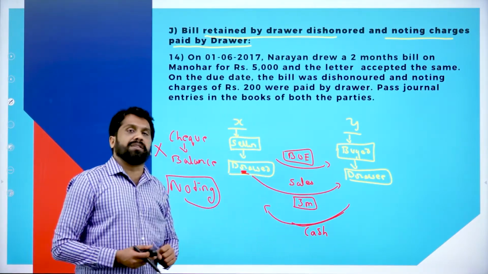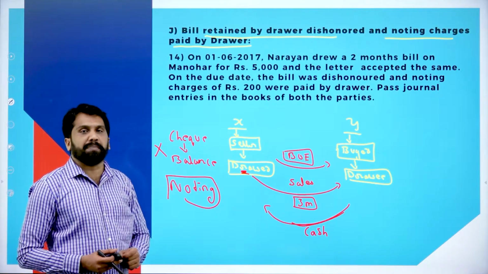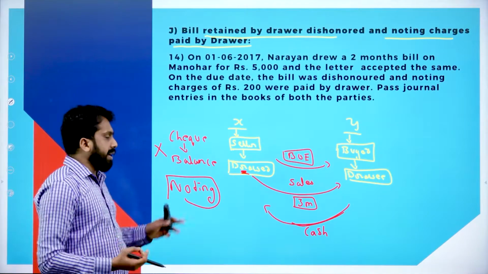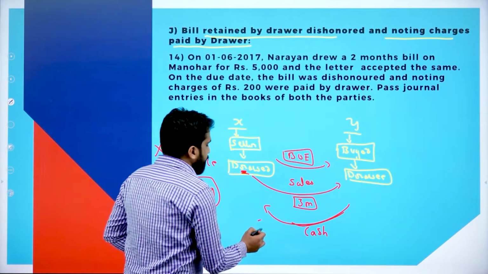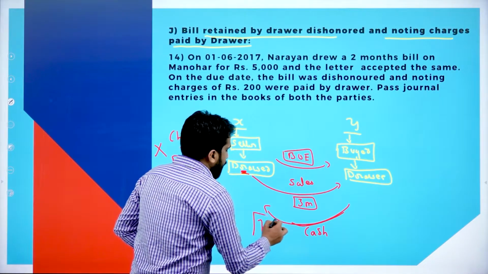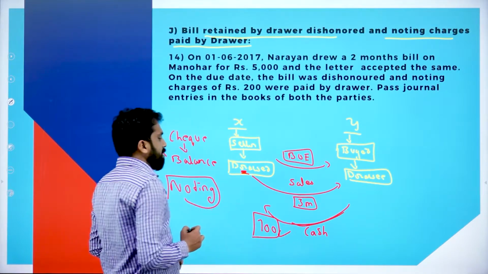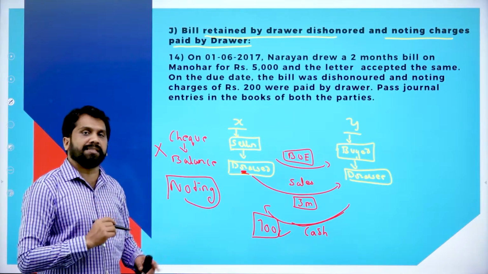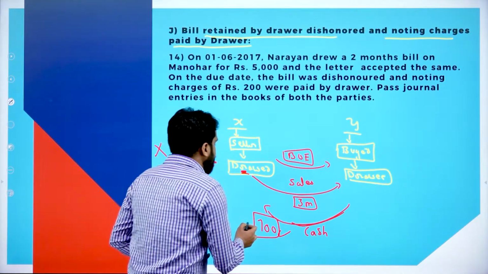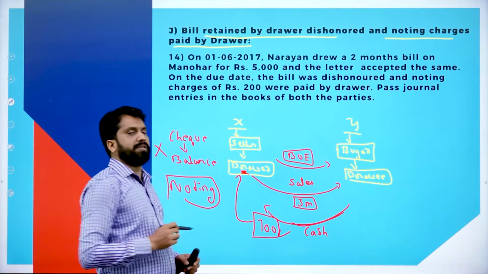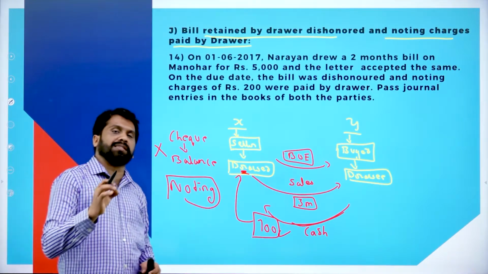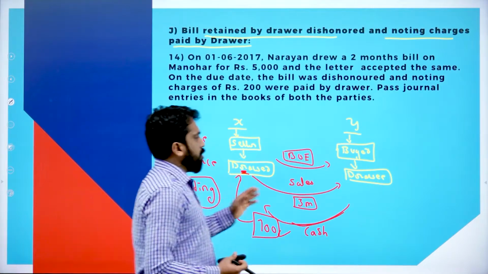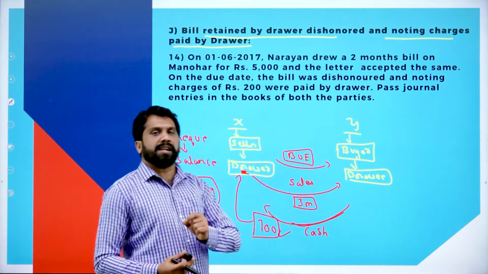Then what will the bank do? The bank will charge some penalty. So he has to go to the lawyer, notary charges, everything. So he has to pay some 100 rupees as noting charges. Remember, the noting charges are paid by whom? Yes, the noting charges are paid by the drawer. Always noting charges are paid by the drawer. Clear? Yes. I hope you understood the concept of noting charges.